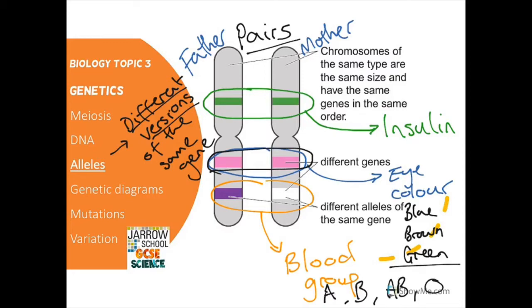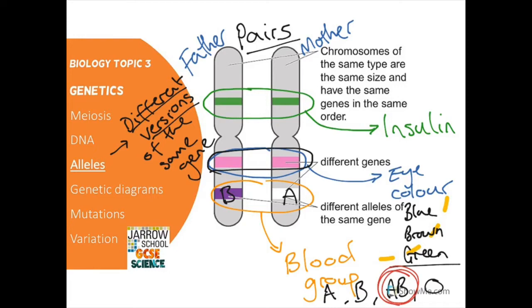And blood groups, you could either have blood group A, B, AB or O, and you get these different versions because of the alleles that you inherit off your father and mother. So for example, if you inherited blood group B from your father and blood group A from your mother, you would have the phenotype of blood group AB. So to summarise, alleles are different versions of the same gene, and the combination of alleles that you get determines your physical features.